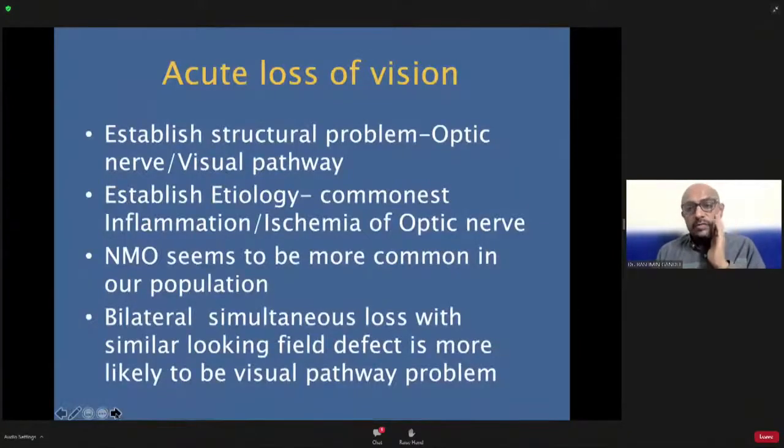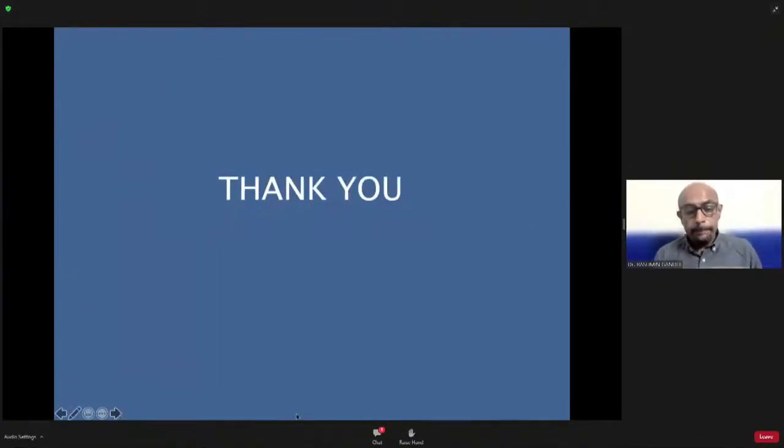So to summarize, if the patient comes to you with a disc edema and acute loss of vision, first establish a structural problem, optic nerve versus visual pathway, then establish the etiology. Please remember, if you're dealing with optic neuritis, don't forget, especially in India, about NMO and MOG. MOG also is being seen now in patients who had COVID or even had the COVID vaccine. Bilateral simultaneous loss with similar looking field defects is more likely to be a visual pathway problem. I thank you once again.